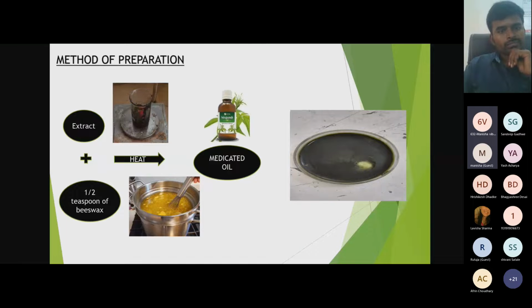Next, there is the preparation of the salve, how the salve is actually made. A measured amount of the extract that we obtained from the Soxhlet apparatus is taken, and half a teaspoon of beeswax is added first and then melted. After that, the medicated oil of Vitex trifolia Linn, the same as in the previous slide which I have explained, is added. And this is the picture of the salve that I have made for the formulation.